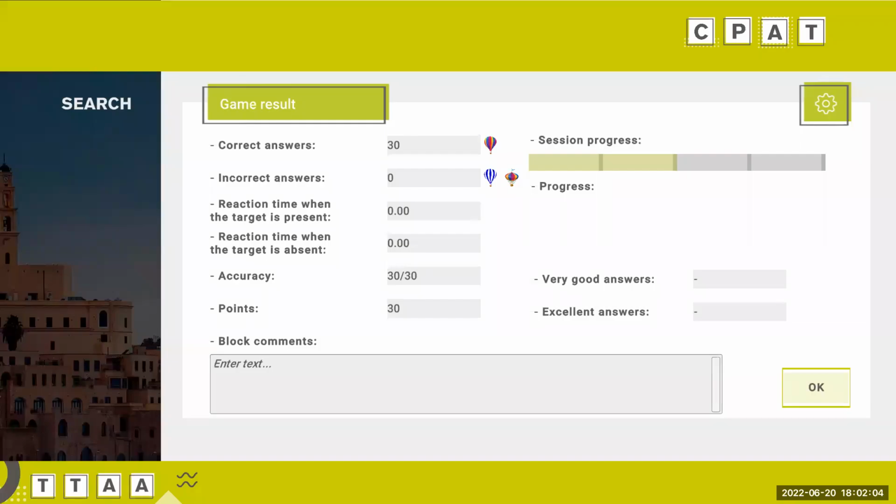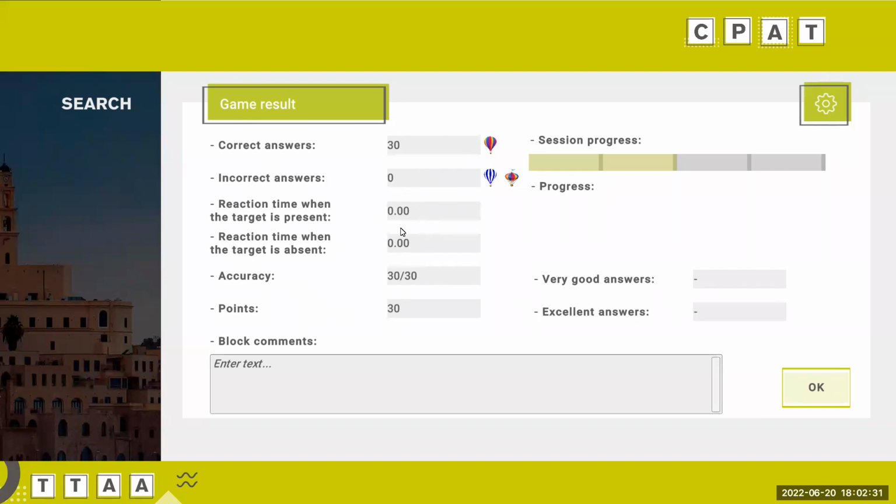Once we finish the block of trial, we'll get the block summary information. This is an example of a correct only block. So the only important thing here is the accuracy of my responses. You will see on the left-hand side a lot of information about your performance. So how many correct answers you had, how many incorrect answers you had.